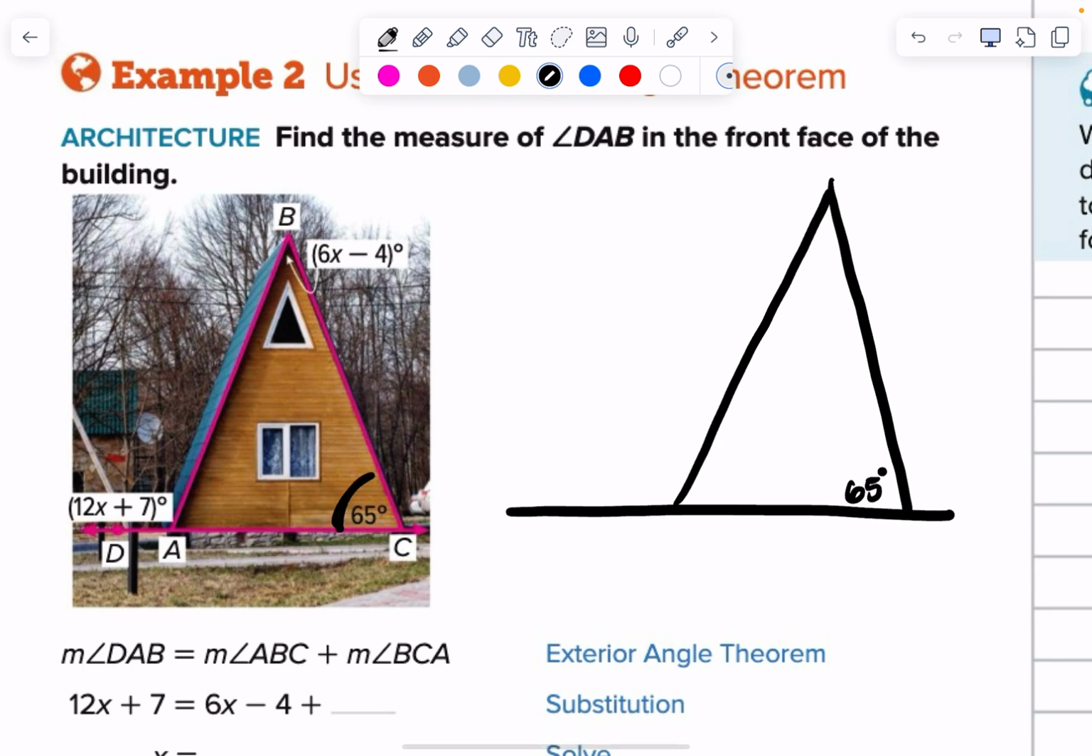Yeah, like this guy? This is C. Okay, this little guy right here is 6x minus 4. Yeah? Okay. And what's the 12x plus 7 referring to? The exterior angle, this guy right here, is 12x plus 7. Oh, gosh. Now I don't even know what the stuff is. You set them equal to each other.